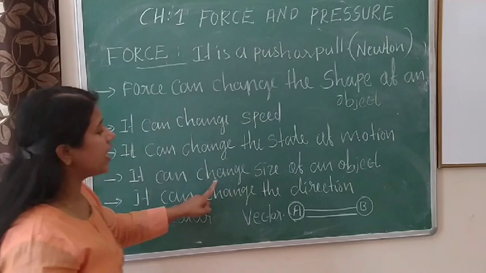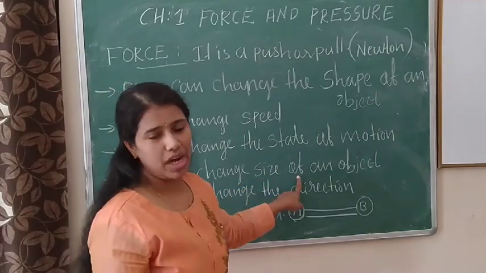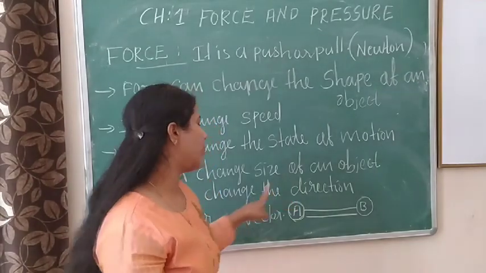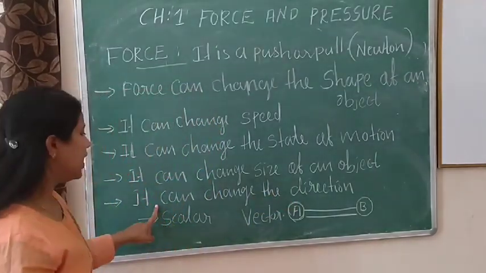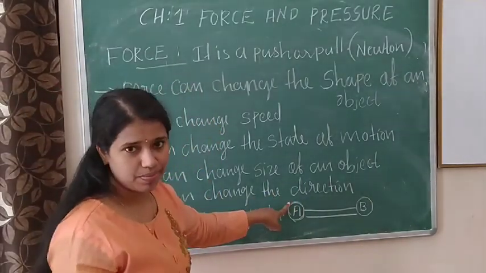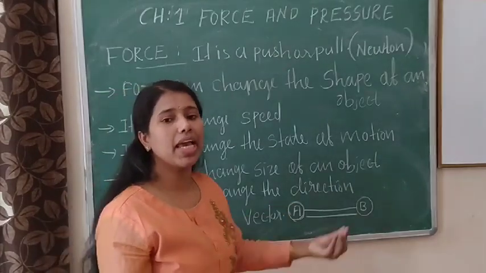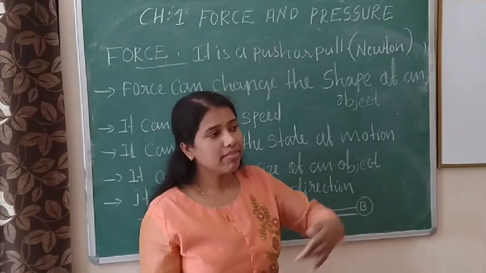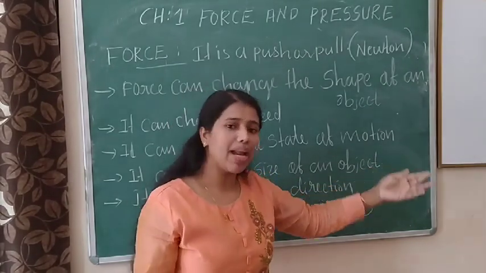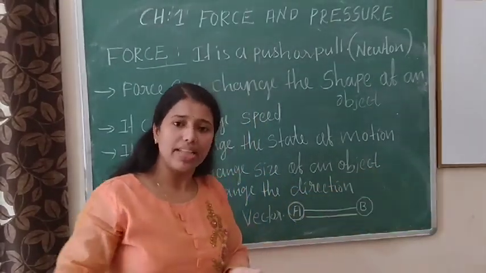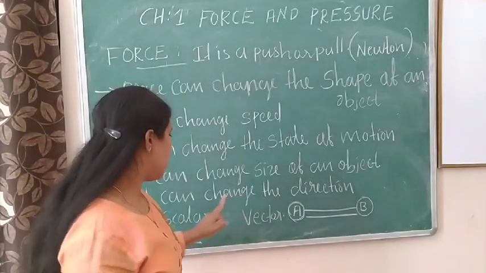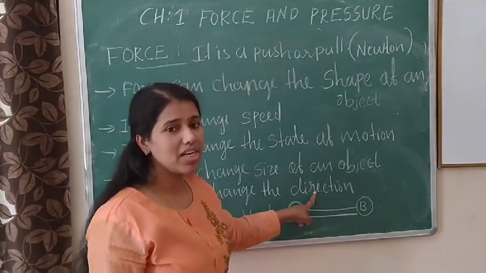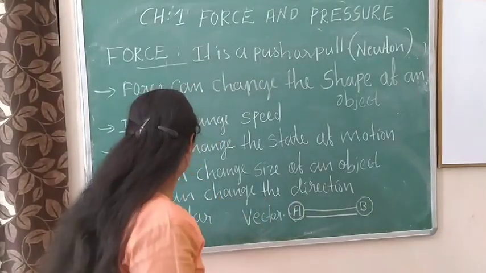Next, it can change the size of an object. According to our force, it will change the size of an object. Next, it can change the direction. For example, kicking a ball. If we apply force from the left side, it will go to that side. If we apply force from the right side, it will go to that side. That means force can change the direction also.